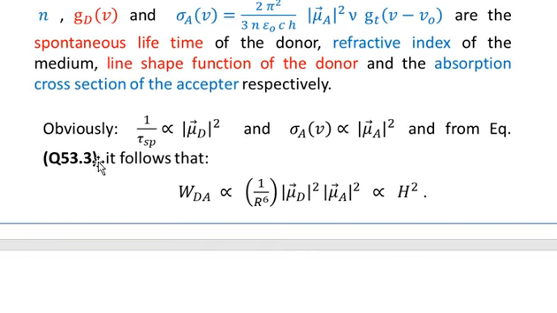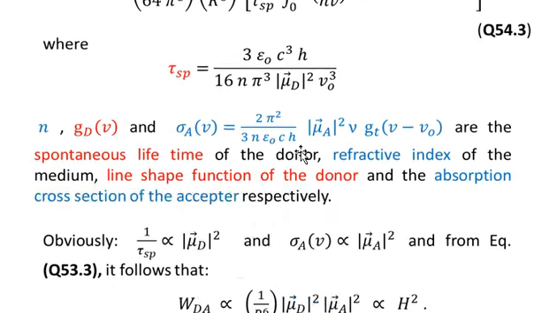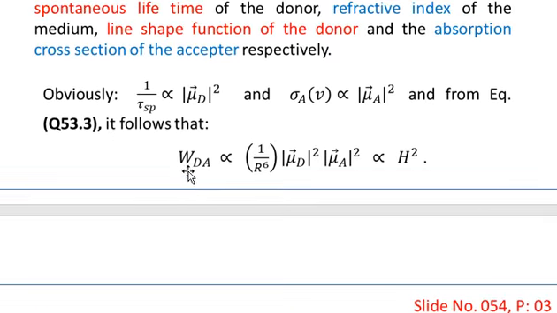Obviously, 1/τsp is proportional to the absolute square of μd, and σa(ν) is proportional to the absolute value of μa. From equation 53.3, we can write that WdA is proportional to 1/r⁶ multiplied by the absolute square of μd multiplied by the absolute square of μa, and these quantities are also proportional to h².